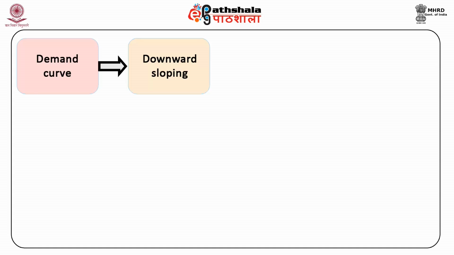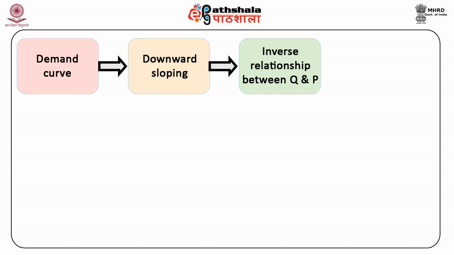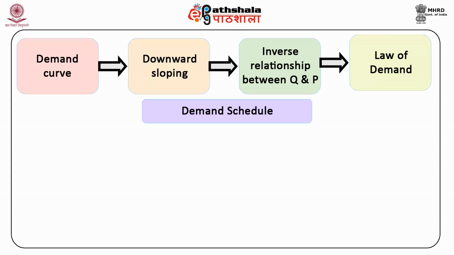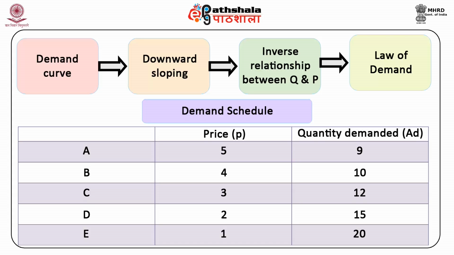One usual form that the demand curve can take is the downward sloping from left to right. That is, there is an inverse or indirect relationship between the quantity demanded of a commodity and its price, which is often called the law of demand. Consider the table for demand schedule representing prices and quantities demanded at the different prices. As is evident from the table, as price decreases, quantity demanded increases.